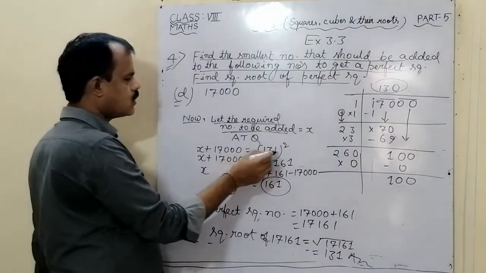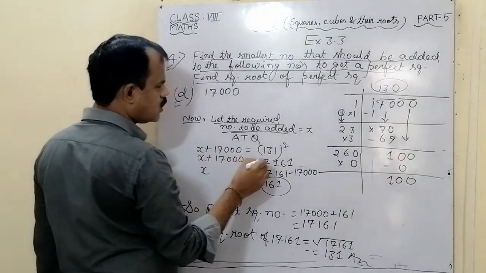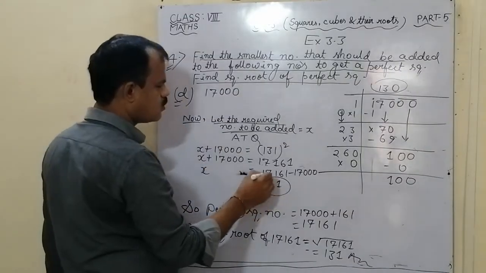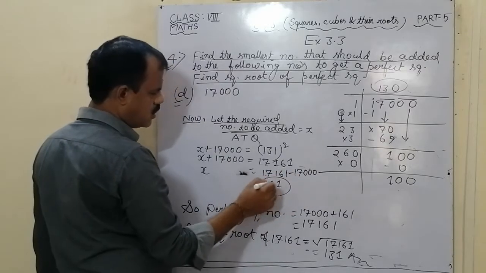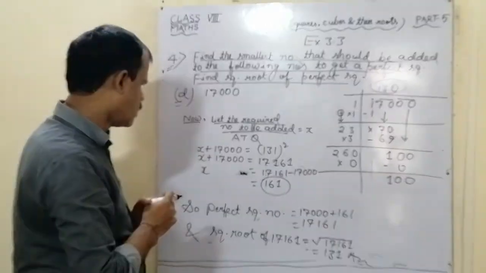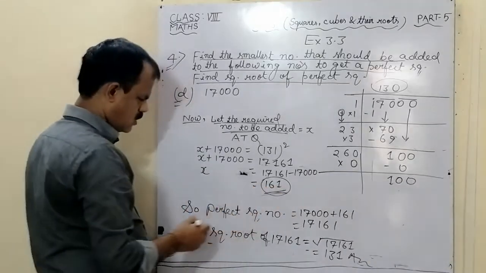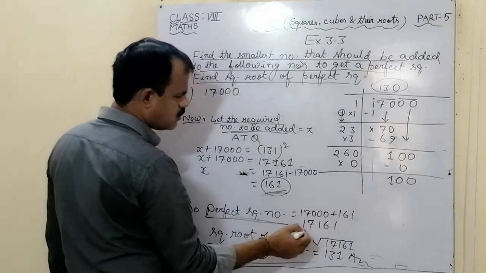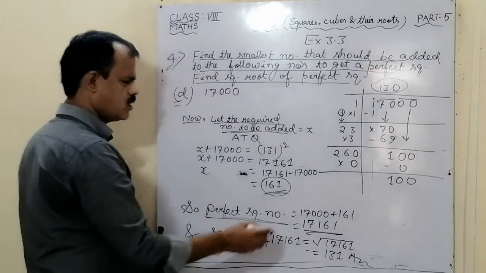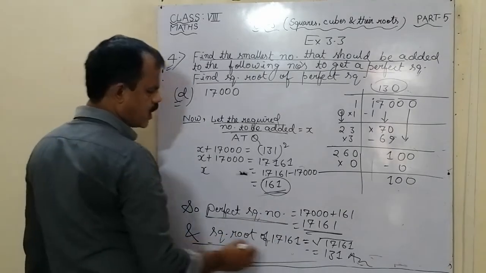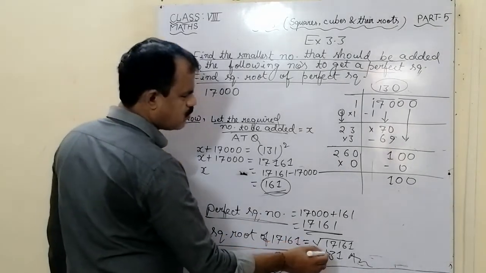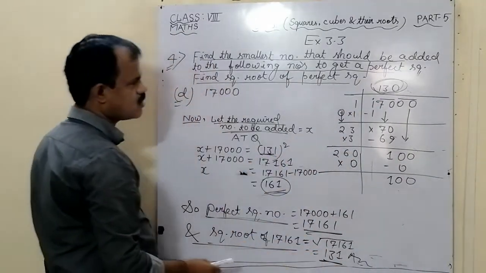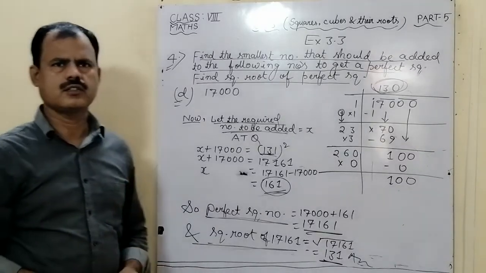So we have to take 131 squared. So x plus 17,000 equals 131 squared, which is 17161. So x equals 17161 minus 17,000, which becomes 161. So the required number to be added is 161. Now the perfect square number: we have 17,000, add 161, it becomes 17,161. This is a perfect square number. And the square root of 17161 is 131. So this is the final answer. You have to solve like that.